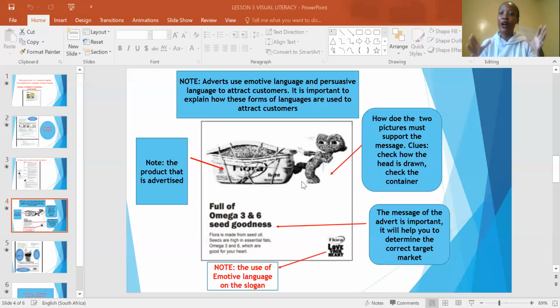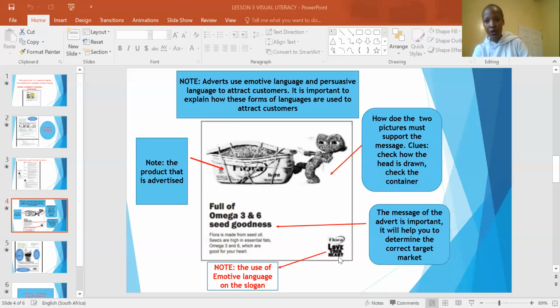So this is how you unpack an advert before you can even go to the questions. Because I've realized that once you can do this, it becomes easier now. It becomes so effortless for you to answer any question based on the advert you have reviewed. The first question that was asked based on the advert was that you must name the product that is being advertised. So the name of the product that is being advertised here is Flora.